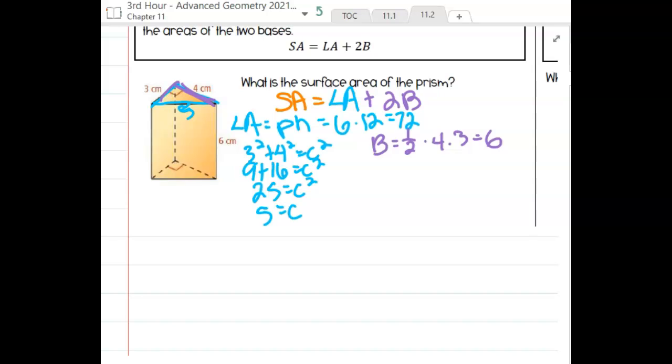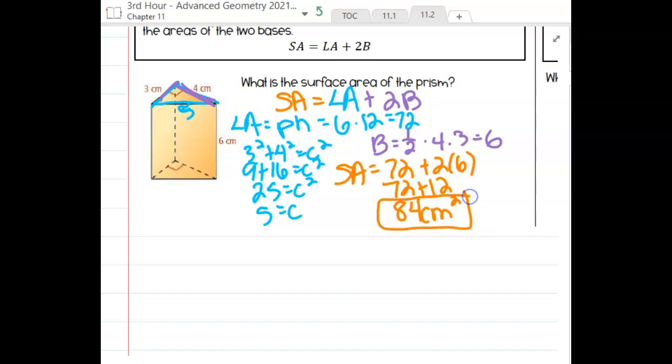Okay, I have the lateral area. I have the area of one of the bases. To find the surface area, you take the lateral area, which we said was 72, plus, remember you have 2 of those triangle bases. So 2 times 6, which would be 72 plus 12, which would be 84 centimeters squared. Okay, we're still talking about area. Area is always squared.